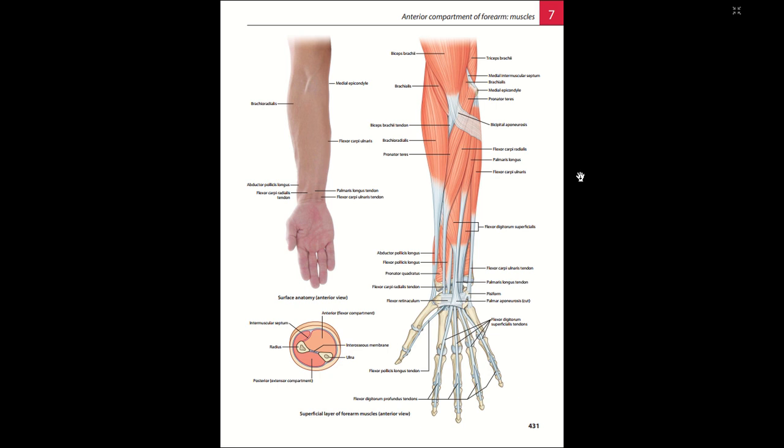Today we're going to talk about the forearm. Most importantly, the anterior compartment of the forearm. The forearm is actually divided into two, but some texts divide it into three, though most commonly it is divided into two.